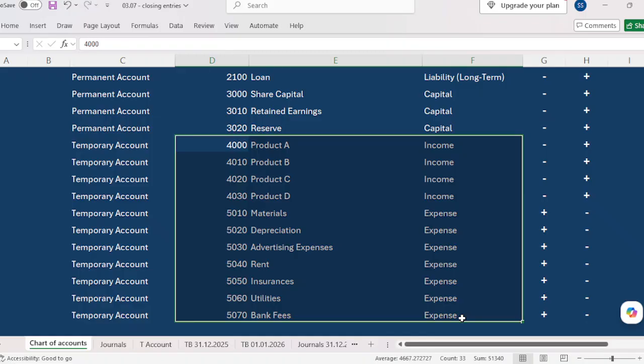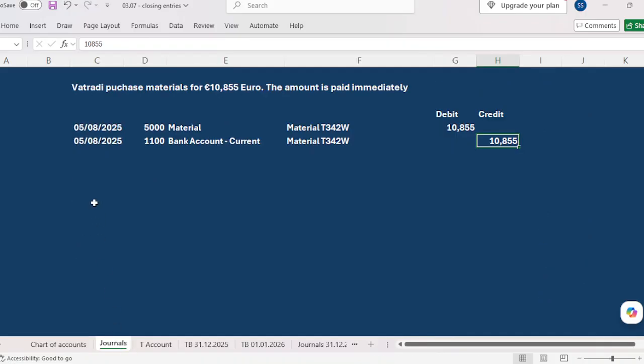So now we need to consider an accounting period. In this situation, I consider a financial year from January to December 2025. And every day an accountant records journals inside the accounting software. And this is an example.